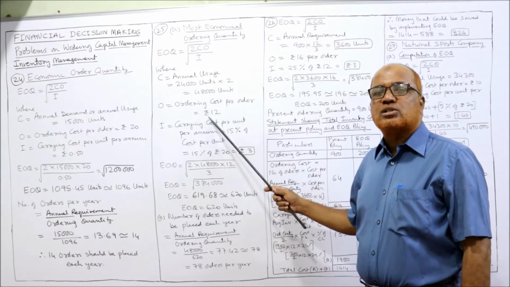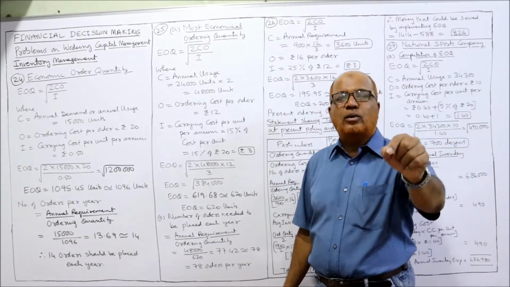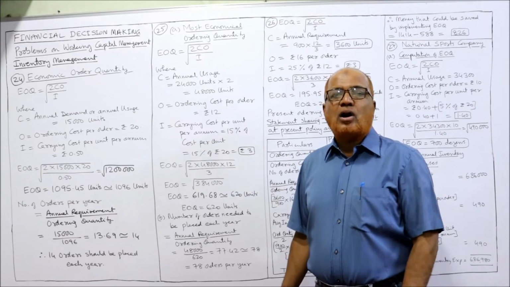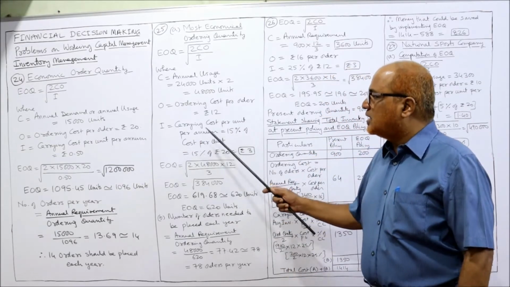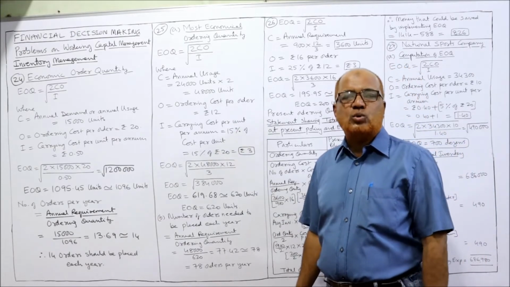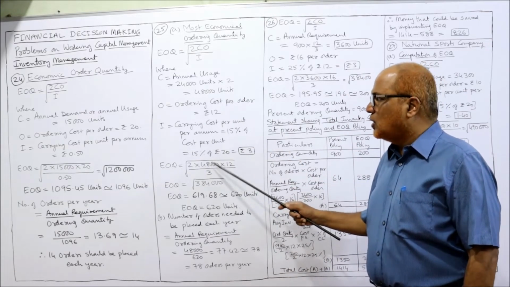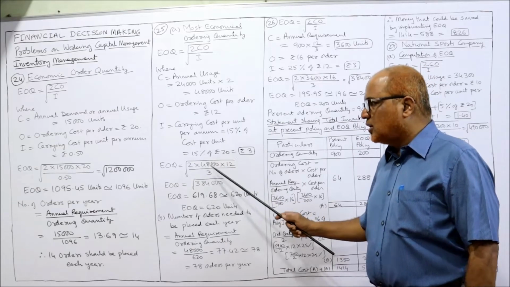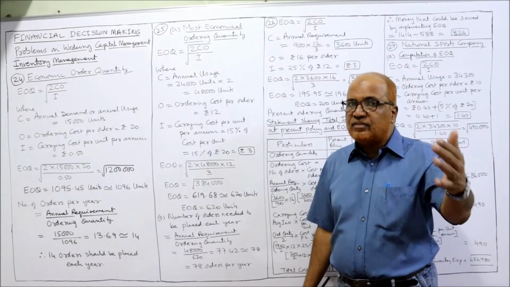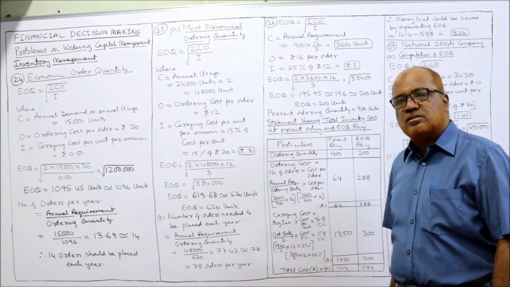O stands for ordering cost per order, that is given in the problem, 12 rupees. I is equal to carrying cost per unit per annum. It is given 15% of cost per unit. The cost per unit is 20 rupees. So 15% of 20 rupees comes to 3 rupees. Now simply substitute the values in the formula of EOQ. 2 into 48,000, C is 48,000, O is 12 rupees and I is 3 rupees. So 2 into 48,000 into 12 divided by 3, 3,84,000 under root. After root, you are going to get 619.68, so equivalent to 620 units.